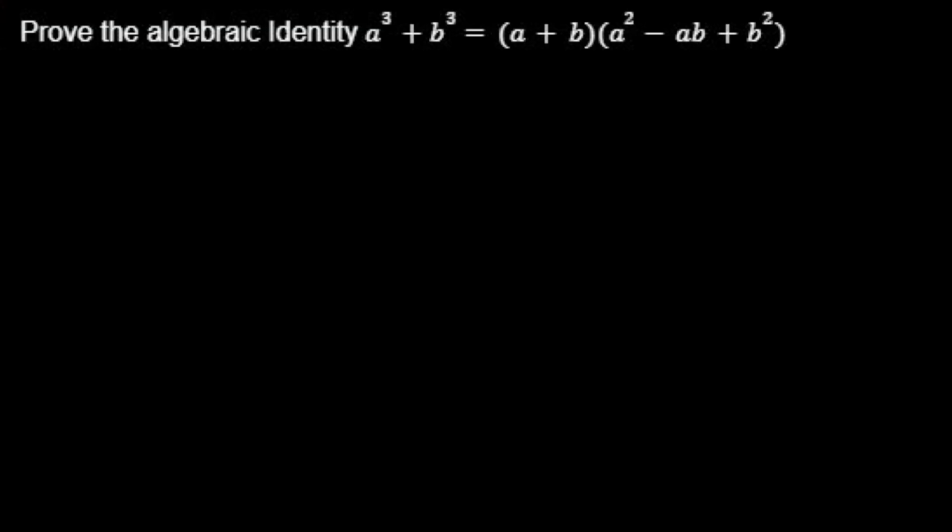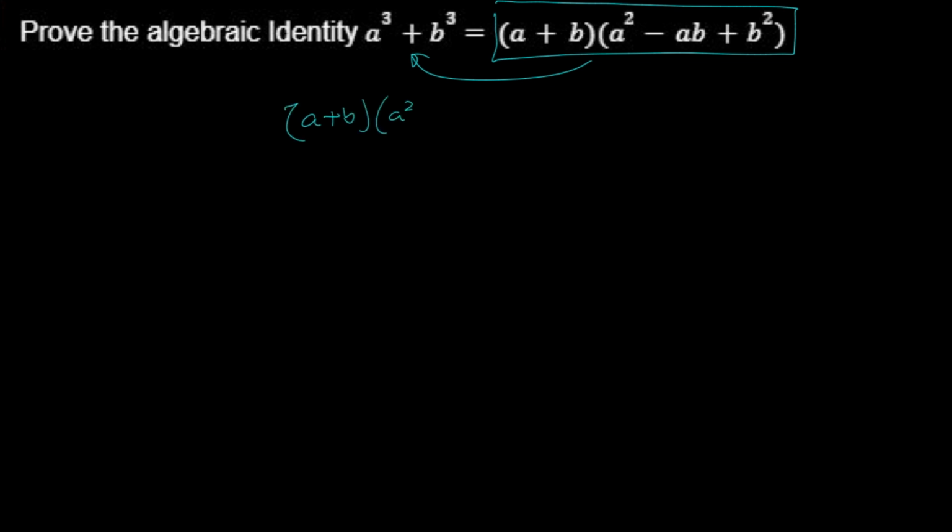In this example, we're going to prove the algebraic identity: the sum of perfect cubes, a³ + b³, is equal to (a + b) times the quantity (a² − ab + b²). Whenever you want to do a proof, a lot of the time you want to start with the more complicated or the larger side and then work towards the smaller side. So we're going to start with this side, and we're going to simplify algebraically and hopefully end up with that side. So starting with (a + b)(a² − ab + b²).